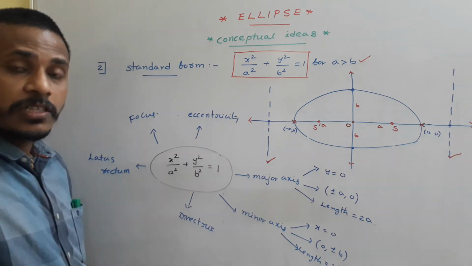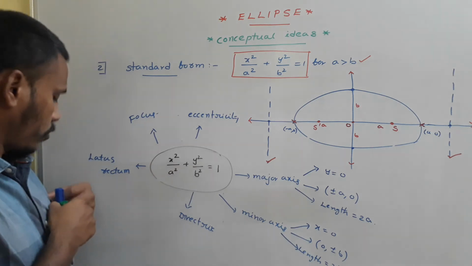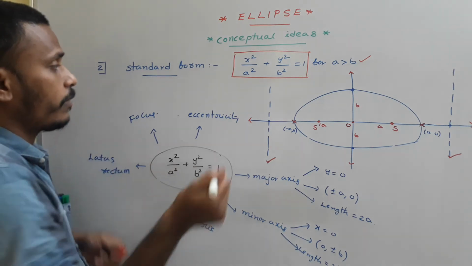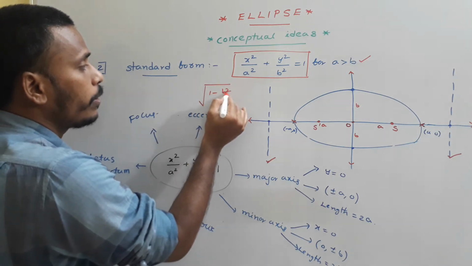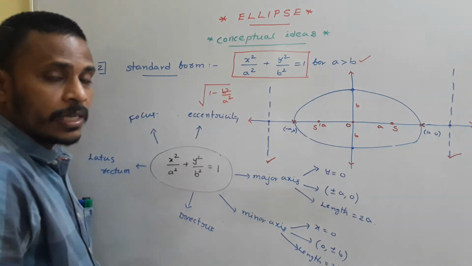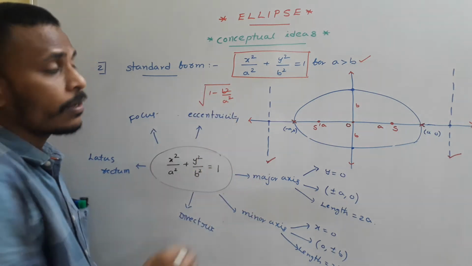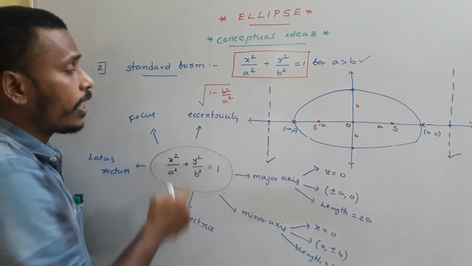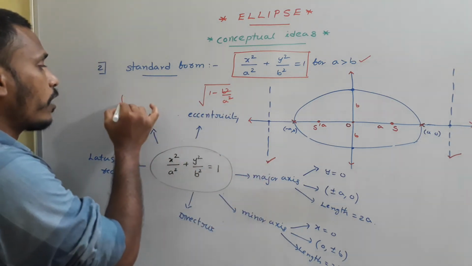For this equation, x square by a square plus y square by b square is equal to 1, if we calculate, what will be the eccentricity? Eccentricity is nothing but square root of 1 minus b square by a square. Since it is less than 1, this value is again less than 1. This is eccentricity. If you know a and b, calculate eccentricity using this formula. After calculating eccentricity, just look at focus.